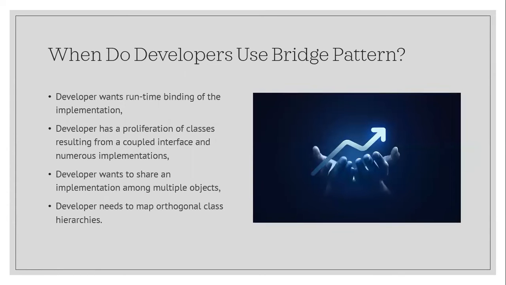So the question that comes up is, when do we use this design pattern to help us improve our code or our project? Well, developers usually use this pattern when they want a runtime binding of the implementation, or they have a proliferation of classes resulting from a coupled interface and numerous implementations, or they want to share an implementation among multiple objects, and or if they need to map orthogonal class hierarchies.